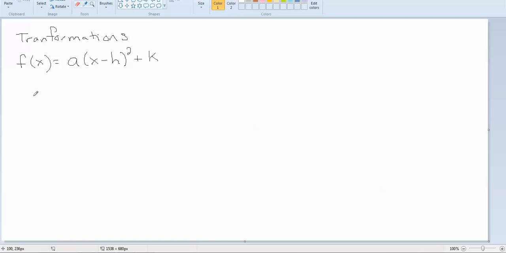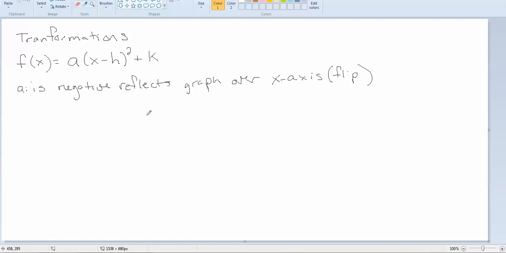So let's write that down. If a is negative, it will reflect the graph over the x-axis, or flip it. However that helps you remember that, it flips the U upside down. The way we actually say that is a negative reflects the graph over the x-axis. So that's what you'll see in your textbook. It'll say it reflects it, and you just need to remember it flips it upside down. Okay, so if it's a negative a, it flips it.